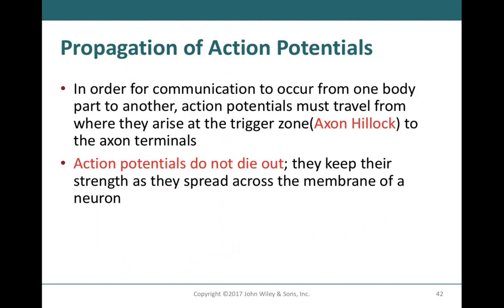So this slide is just reiterating some of the concepts that we've learned so far. In order for communication to occur from cell to cell, our action potential must fire from the axon hillock all the way down to the axon terminals and through the synapse into our next cell. Now, unlike graded potentials, action potentials will not lose their magnitude over time. And this is all thanks to the myelin sheath that is insulating the axon of our neuron.